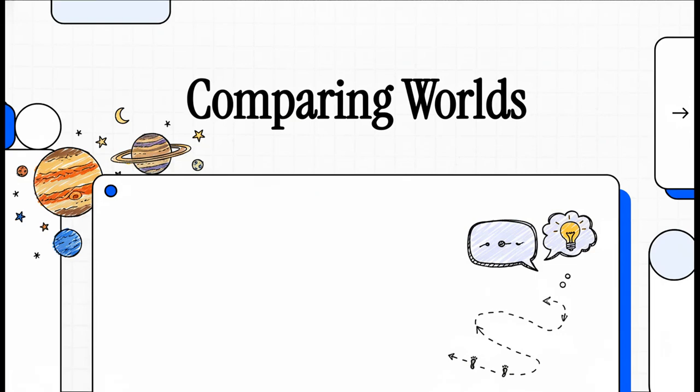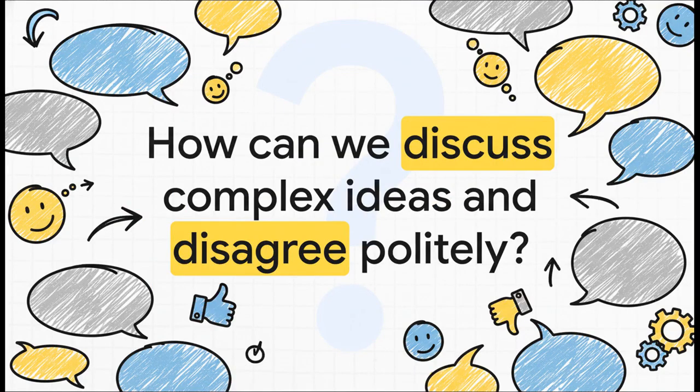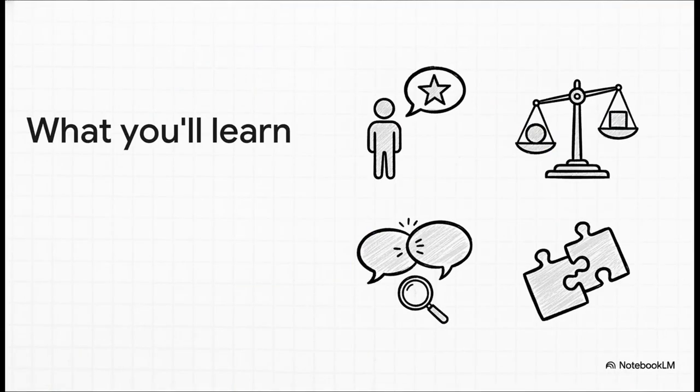Hey there! Today we're going to compare two worlds to learn some super useful English phrases. We're going to look at the differences between Earth and Mars to get us started. So how can we talk about big ideas or even disagree, but politely? Let's find out. We're going to focus on 4 key things to really level up your conversational English.